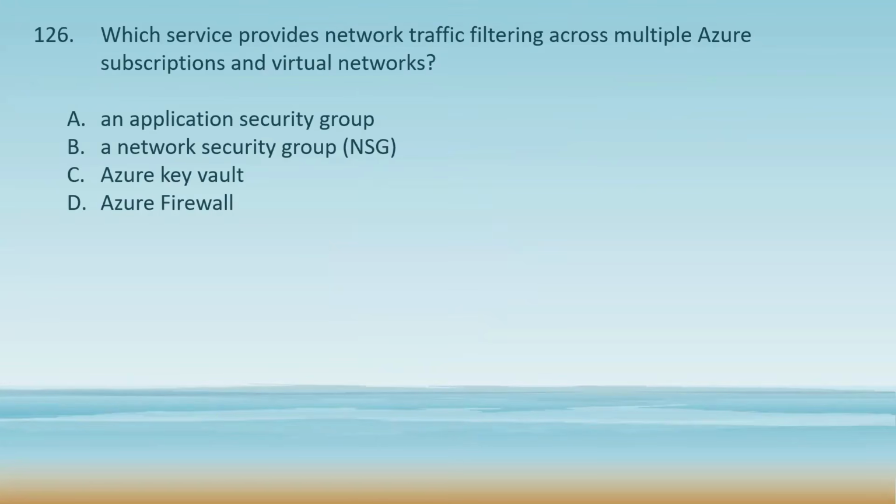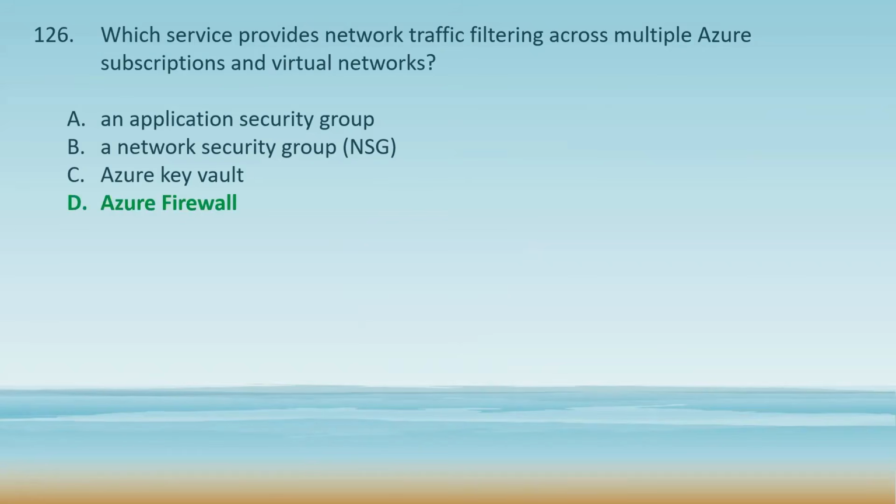Which service provides network traffic filtering across multiple Azure subscriptions and virtual networks? Your options are an application security group, a network security group, Azure Key Vault, Azure Firewall. The correct answer in this case is option D, Azure Firewall.